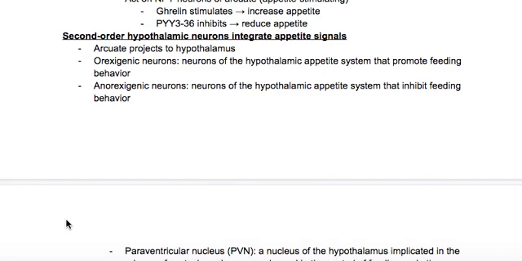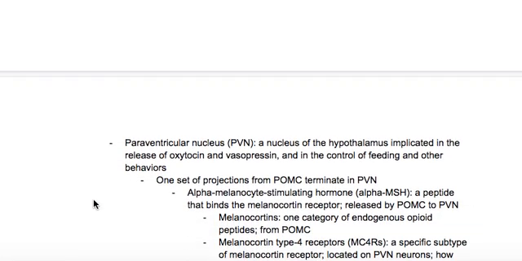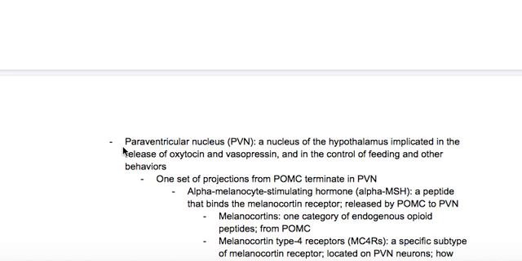The next section is second-ordered hypothalamic neurons integrate appetite signals. The archaic projections then go to the hypothalamus. The two different types of neurons are the orexigenic neurons, which promote feeding behavior, whereas the anorexigenic inhibit feeding behavior. The paraventricular nucleus, or the PVN, is implicated in the release of oxytocin and vasopressin and control of feeding and other behaviors. One set of projections from the POMC terminate here.